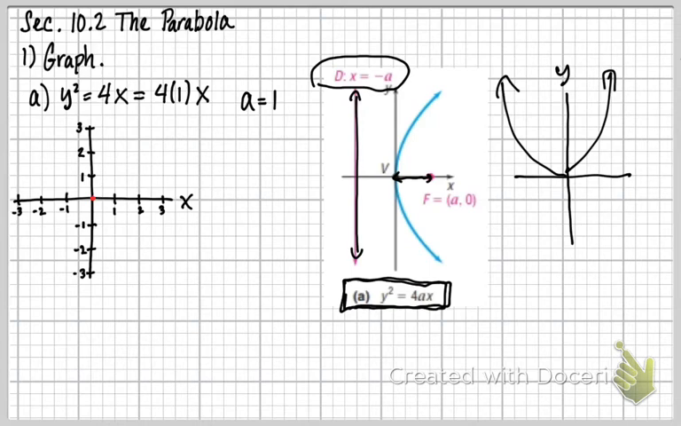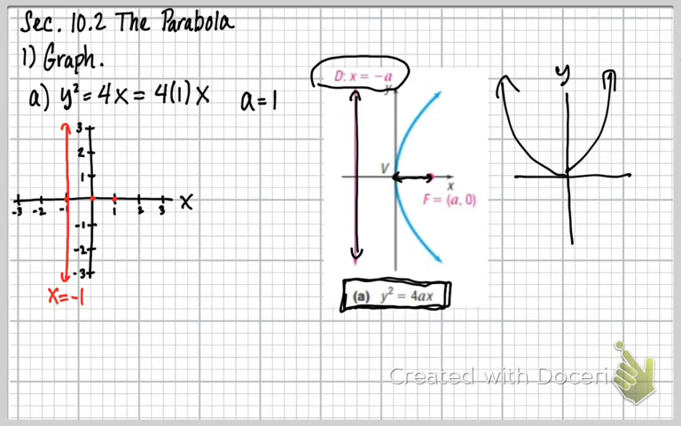I also know the focus. The focus is going to be 1 away from the vertex, so that's going to be here. And I know the directrix is going to be 1 in the other direction, so that's going to be here. That directrix would be this line, and that would be x equals -1, because that's 1 away from the vertex. And then I can actually draw this thing now.